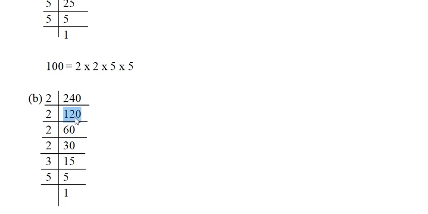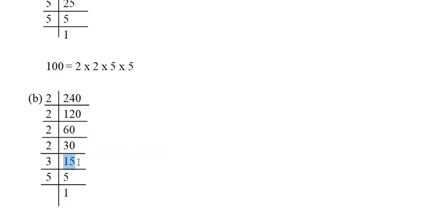And again, this 120 can be divided by 2, and you get the answer as 60. And again, this 60 can be divided by 2. How many times? It will be 30 times. So 30 into 2, you get 60. You can do it like this also. You can either divide or multiply to get your answer. Now 30 can be divided by 2, and you get the answer 15.